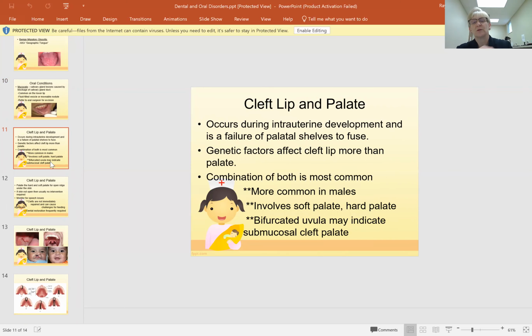Cleft lip and palate issues. The hard palate in the top of the mouth and the frontal area, lip, palate, nose, it all works together. If there's going to be an issue, it usually occurs during intrauterine development, and it's a failure of the shelves to fuse. A lot of genetic factors can affect the cleft lip more than the palate. A combination of both is most common, and it is more common in males than females. It involves not only the soft palate and the hard palate, but again the nasal passages, because that's just right above it, and then the lip.